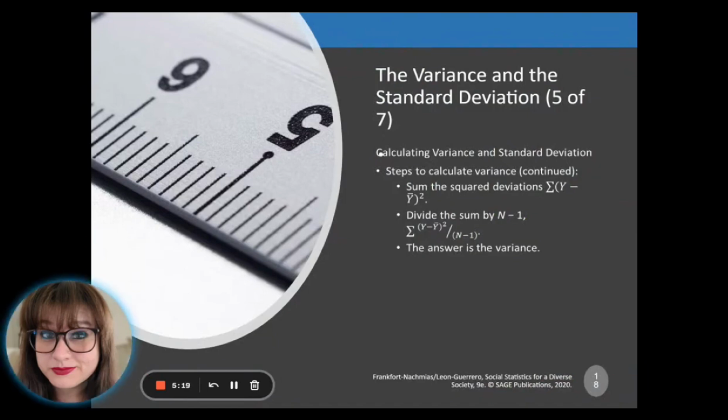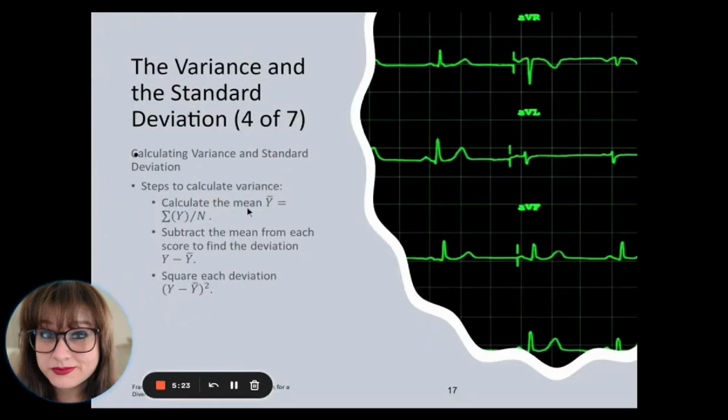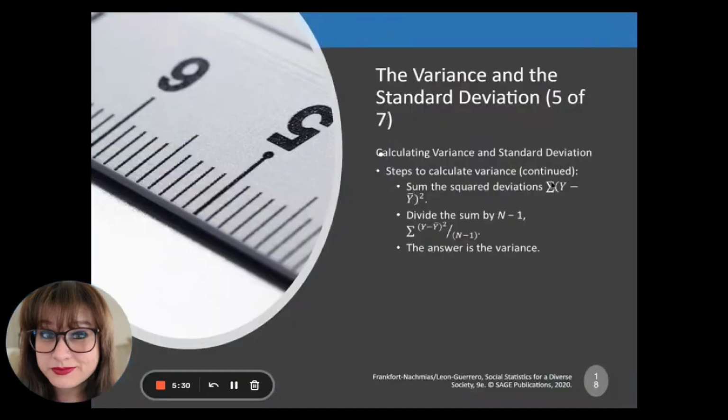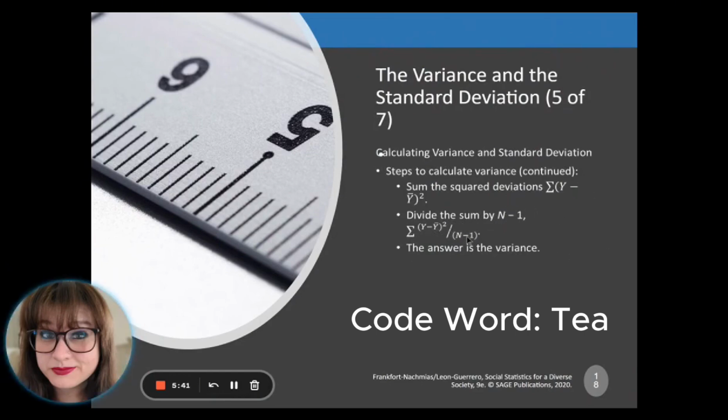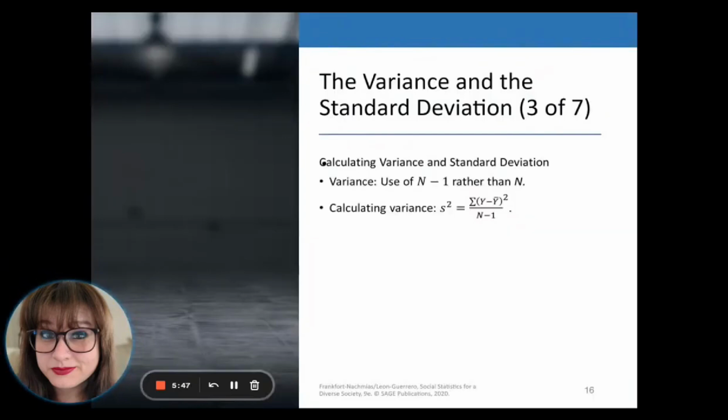From there, you're going to sum these squared deviations that you have. Remember, we've gone through the mean, we've subtracted the mean from each of the scores, and then we are squaring each of the deviations. Now, at this point, you're adding all the squared deviations up. Then you divide it by n minus 1. That answer that it gives you is the variance. So basically following this right here is what will give you the variance.